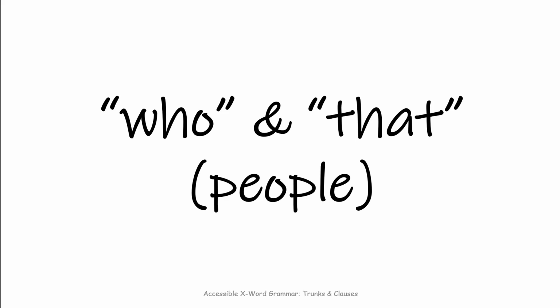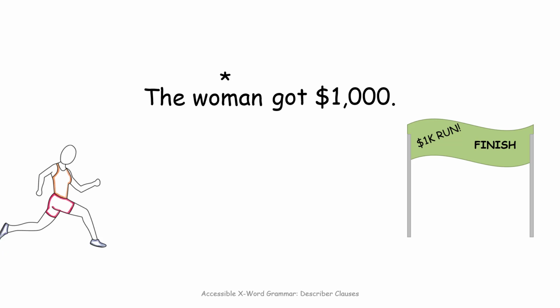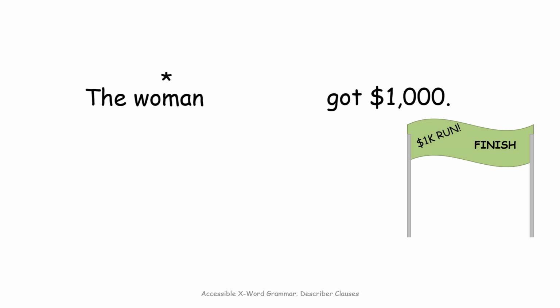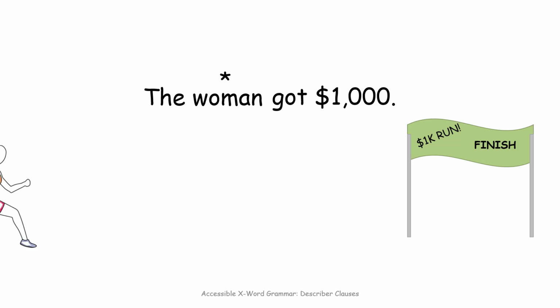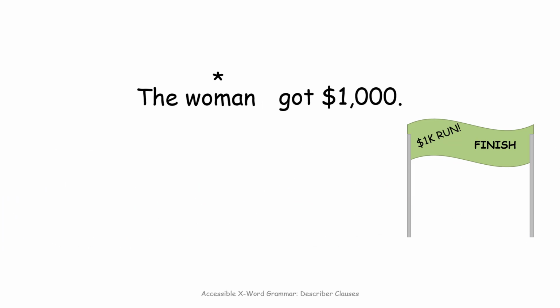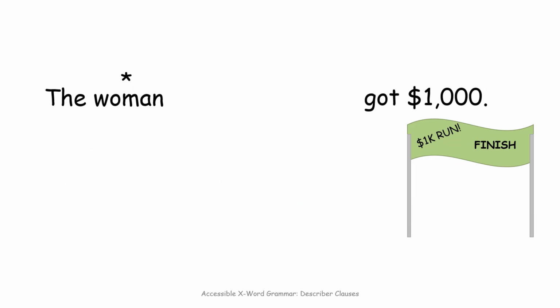Who and that for people. Who describes a person. The woman got $1,000. The woman who won the race got $1,000. That can also describe a person. The woman that won the race got $1,000.